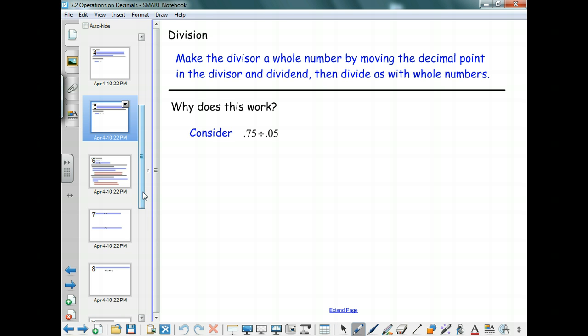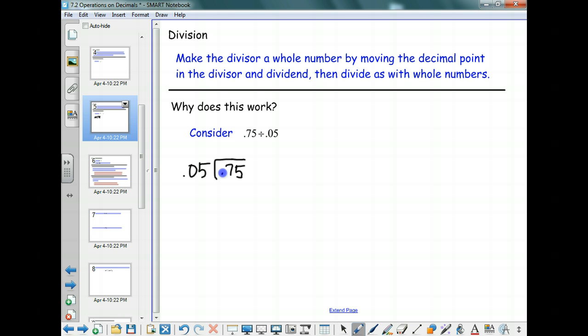I want to talk a little bit about why some of the things that you do work. So one of the things with division, the algorithm that you remember, looks something like this. You make the divisor a whole number by moving the decimal point, and then you divide like you did with whole numbers. So literally, you would put the decimal with the 75 underneath the division sign, and the decimal with the 05 on the outside, and you want to turn what's on the outside, which is the divisor, into a whole number.